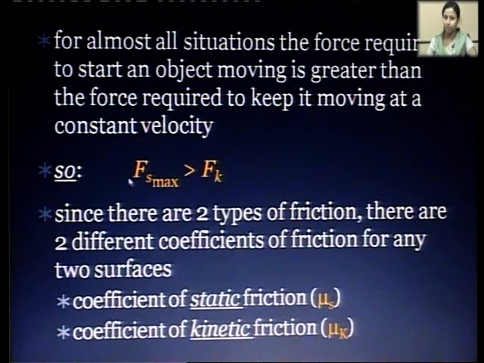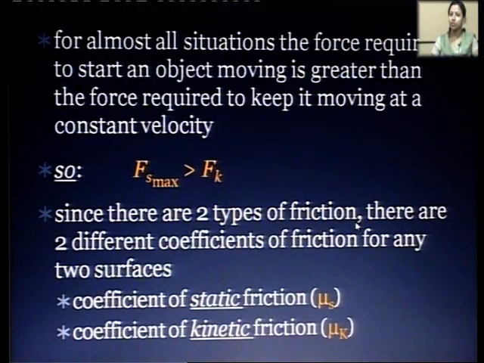This is a very important point. I will explain this point pictorially also. That is maximum, this friction value is maximum. After that, when the body starts moving, then its friction decreases. That friction is called kinetic friction.